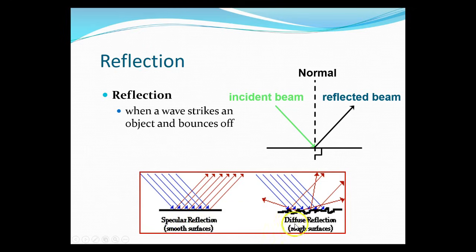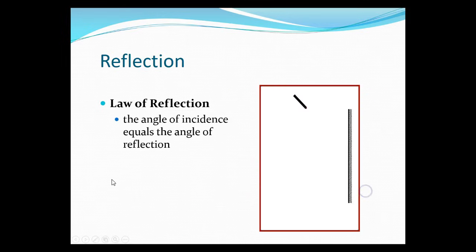There's a couple of different types of reflection. There's specular reflection and diffuse reflection. This is obviously on a smooth surface and this is on rough surfaces. Specular reflection always ends up with a distinct object, whereas diffuse reflection many times ends up with an object not being able to be seen. So again, the law of reflection just states the angle of incidence equals the angle of reflection.